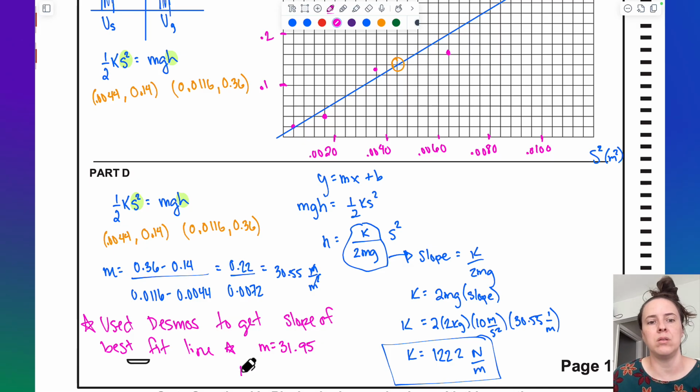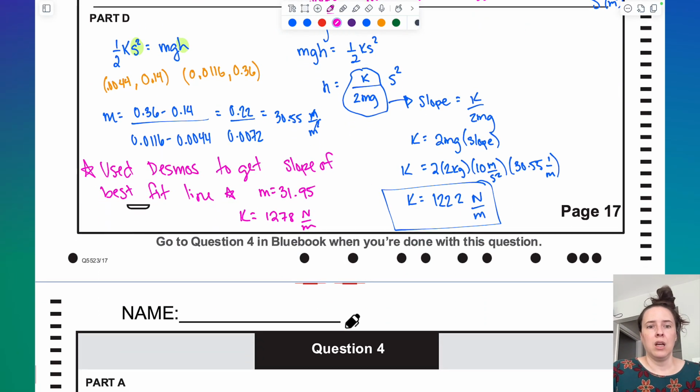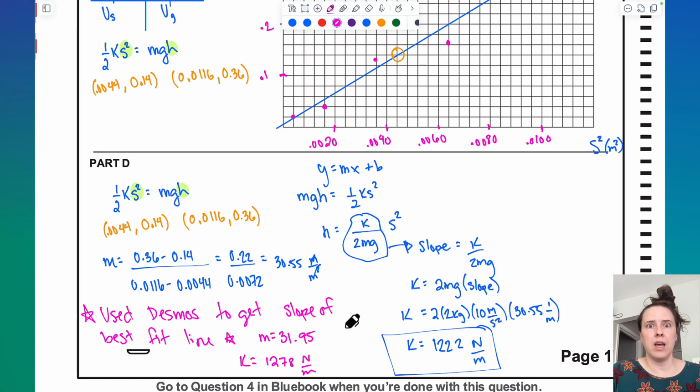And if you do the exact same process, we're going to get 31.95 times g times the mass times 2. We're going to get 1278 in that case. So you're going to get a little bit of a range of answers. As long as they're in like the 1200 to 1300 range, then you're good. Okay. The end. We finally did it. Yay.